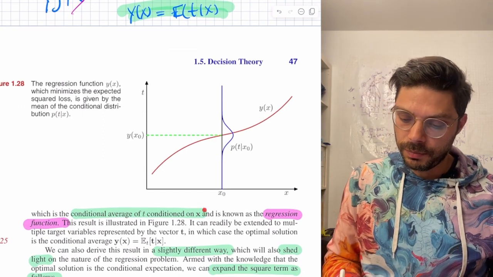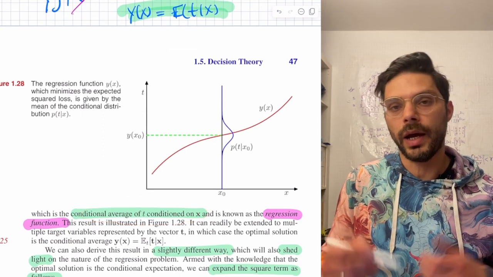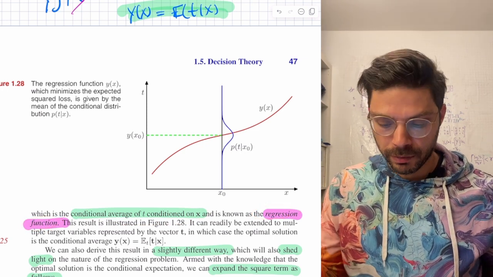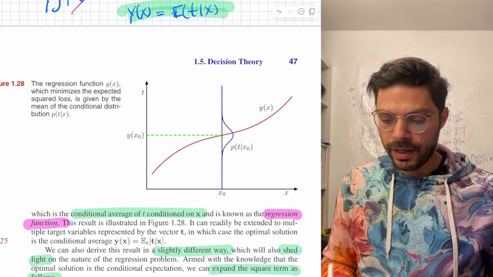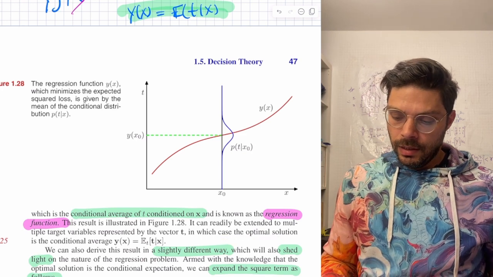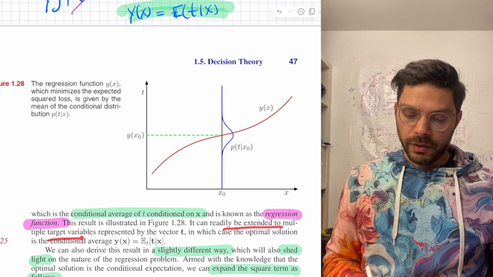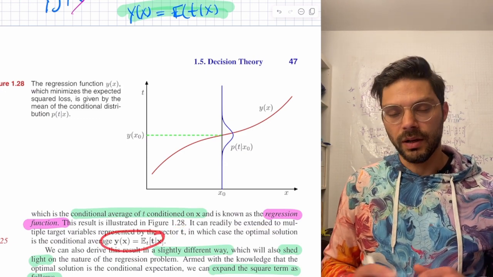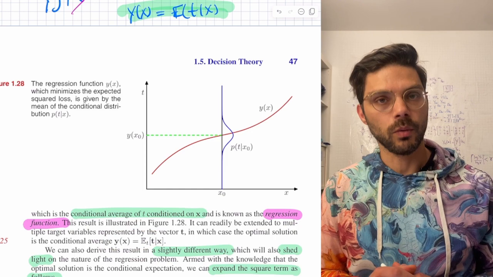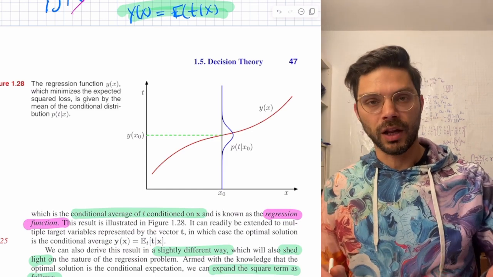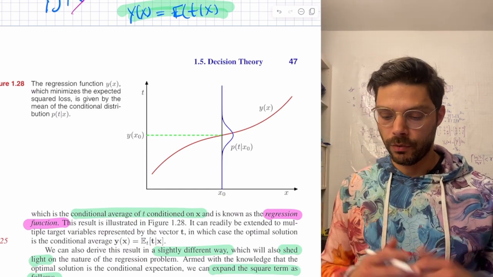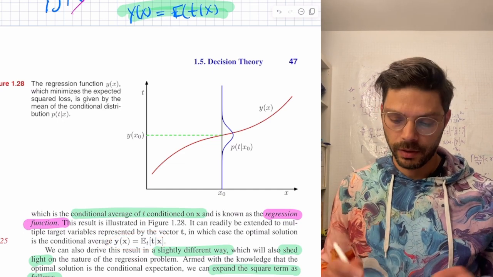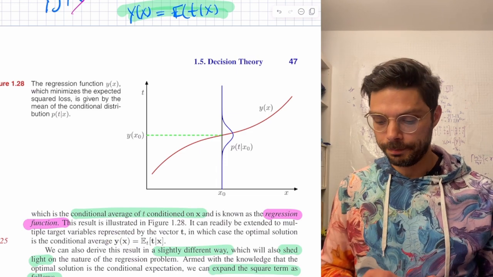So this conditional average of t conditioned on x is called the regression function. I haven't heard that terminology, but fair enough, that's what it's called. And here he's just saying that we can extend it to multiple target variables. In that setting we have a vector t, and it's easy enough to do that. Probably later on in the book we'll see that done, but you should be able to do it yourself given what I've just showed you. In that case, you'll still get the same solution. For this loss, it's always the posterior mean.